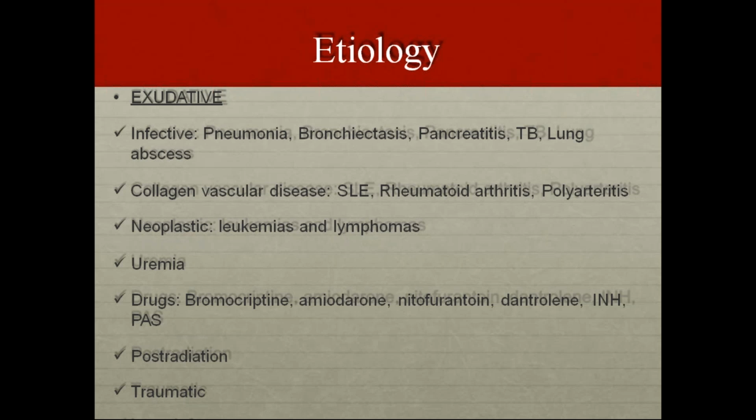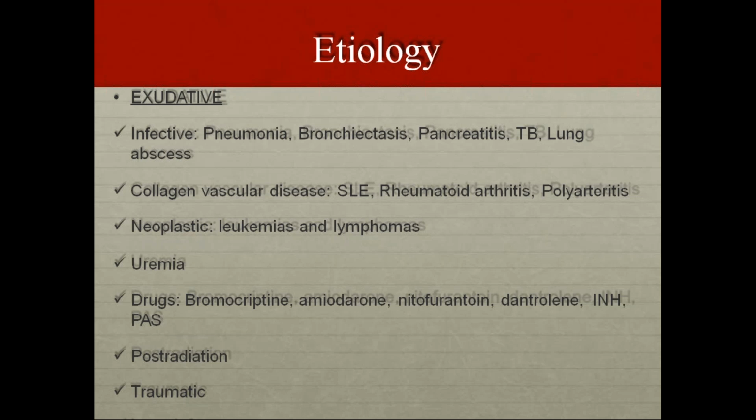Any infection causes exudative pleural effusion, whatever might be that infection: pneumonia, bronchitis, pancreatitis, or tuberculosis. Tuberculosis is one of the important causes of exudative pleural effusion. As you know, tuberculosis is very, very common in India. So tuberculosis causes the pleural effusion, and that is exudative type.